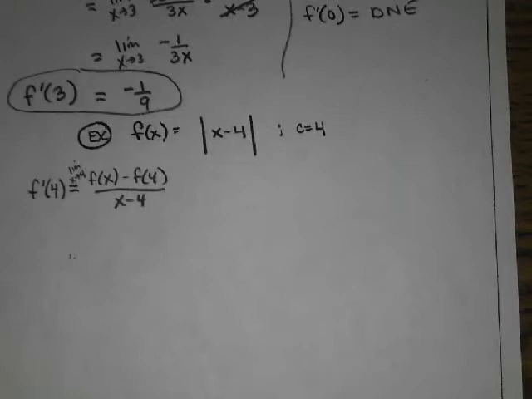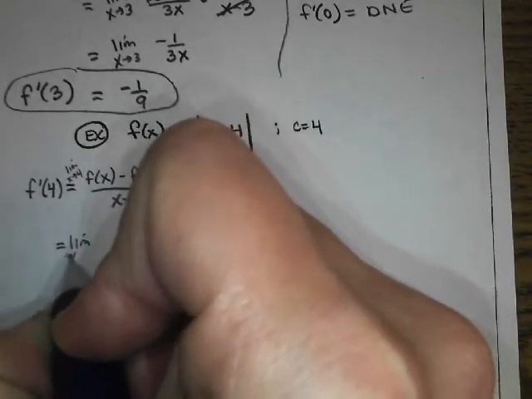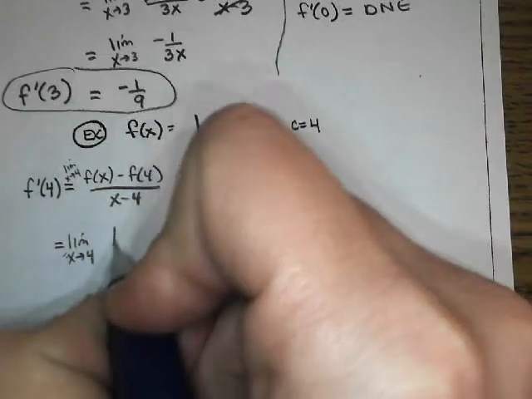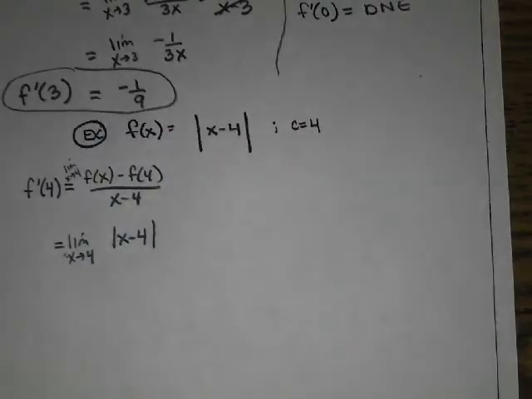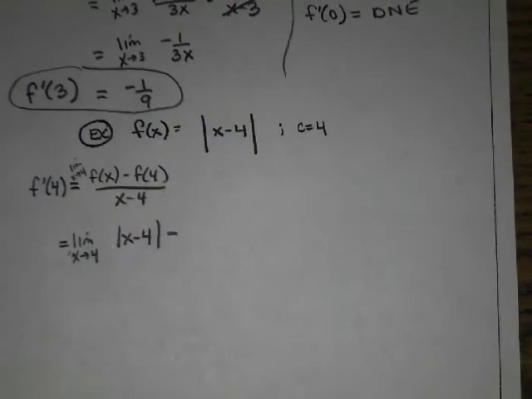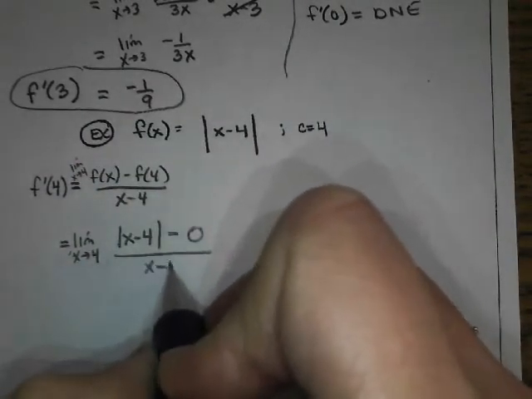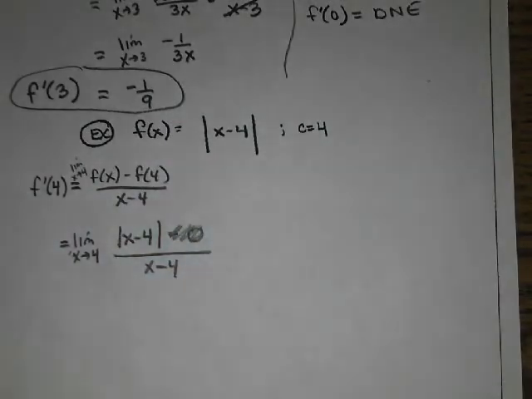Alright, so our f of x is there. Minus, what's f of 4 going to be, Amelia? Can you do it this time? What's f of 4? 0. All over x minus 4. Okay, so that's nice. That 0 cancels. So we're left with the absolute value of x minus 4 over x minus 4, which should look familiar to you. What is the limit of that type of function?